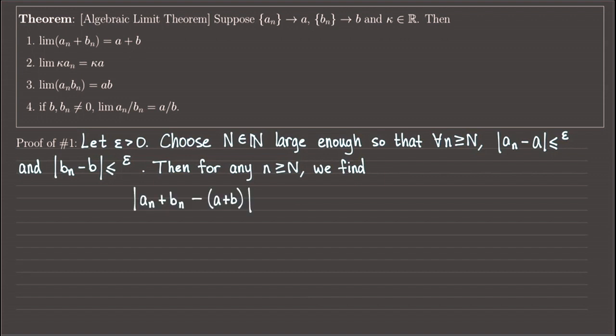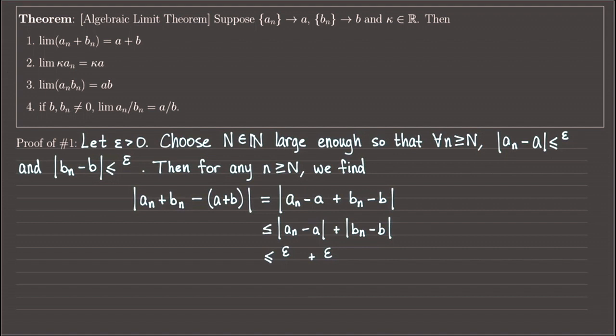Here's the distance between our new sequence and our desired limit. Of course, first thing to do is rearrange those terms. So let me group the a's together and the b's together. Next, we're going to apply the triangle inequality. Now notice what we have here. We've got a_n minus a, b_n minus b, and we're saying that our indices are beyond the threshold. Well, we've already said that if you're beyond the threshold, a_n minus a is less than or equal to epsilon, and so is b_n minus b. So now we have that this is less than or equal to epsilon plus epsilon, which is 2 epsilon.